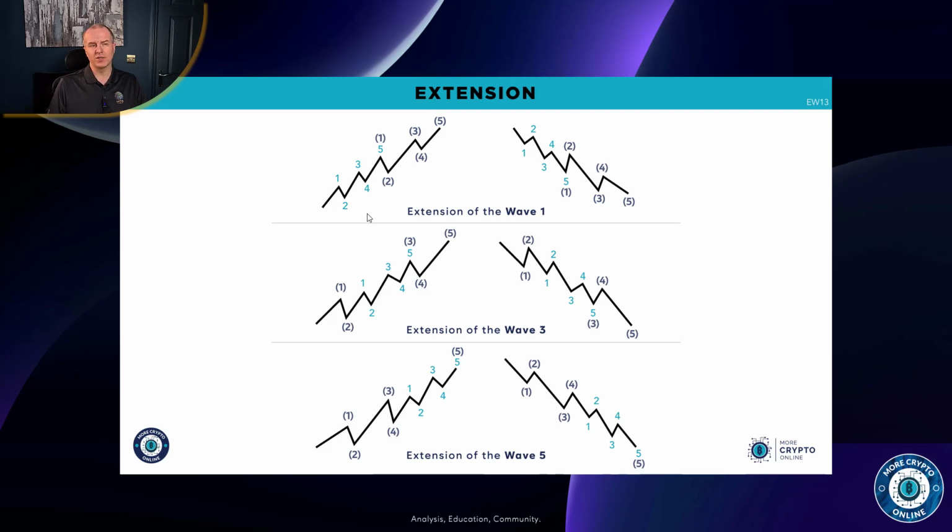Now you might ask, okay, what is an extension? An extension just means that you have difficulties to distinguish between these waves in the extension and the larger degrees. Now, if you take a look here at the one extension in wave 3 on the left-hand side, it's an uptrend.